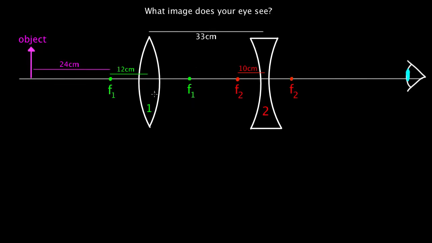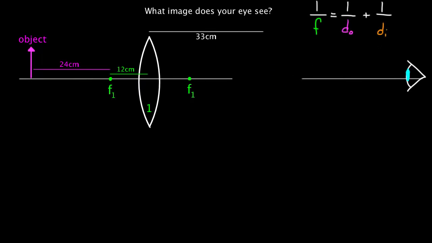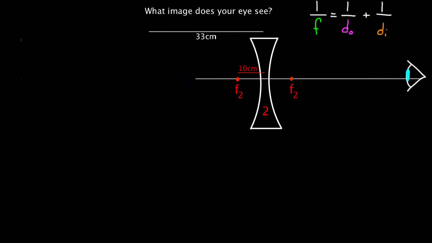This first lens is going to create an image of this object over here. Then this second lens is going to create an image of that image. So what we're basically going to do is use the thin lens formula. We're first going to pretend like this second lens doesn't exist and figure out what image this first lens creates. Then we'll pretend like the first lens doesn't exist, and we'll treat that image that the first lens creates as if it's the object for the second lens.